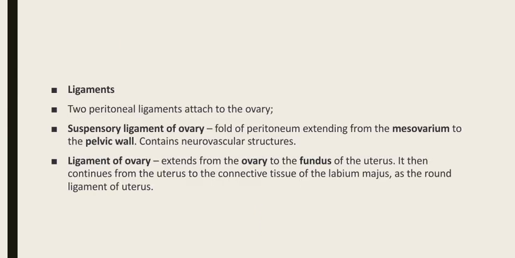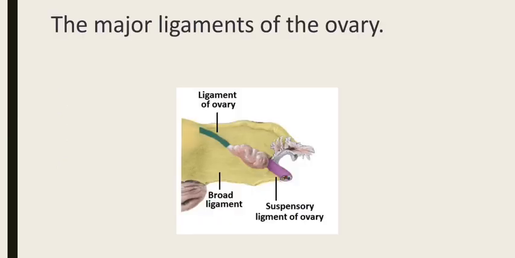Ligaments. Two peritoneal ligaments are attached to the ovary. Suspensory ligament of the ovary. Fold of peritoneum extending from the mesovarium to the pelvic wall. This contains a neurovascular structure. Ligament of the ovary extends from the ovary to the fundus of the uterus. It then continues from the uterus to the connective tissue of the labia majora as the round ligament of the uterus. This is the major ligaments of the ovary, broad ligament and the suspensory ligament of ovary.